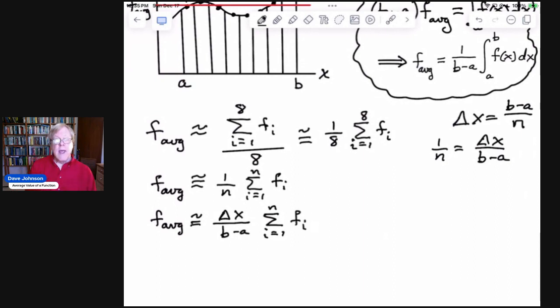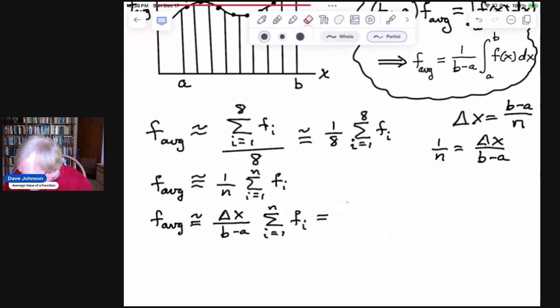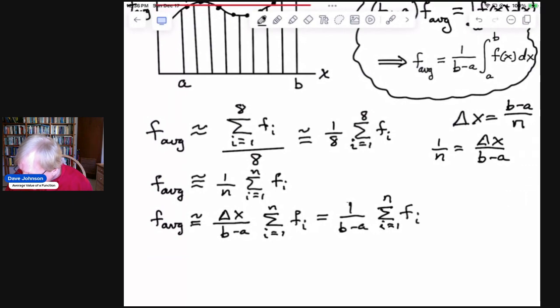One of the properties of the summation, the sigma notation, is that we can move constant factors in and out of the summation sign. I want to leave the 1 over b minus a out. I'm going to move the delta x inside. And so I can rewrite this as 1 over b minus a times the summation i equals 1 to n of f sub i times delta x.